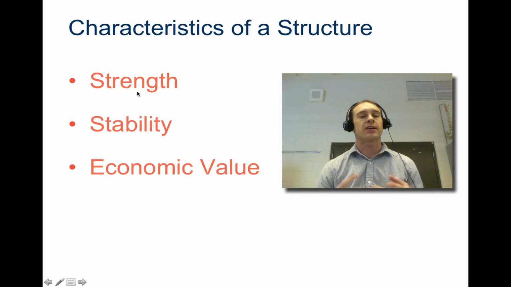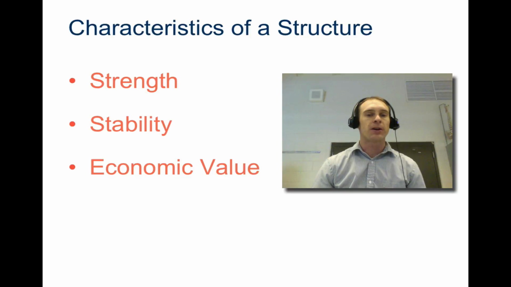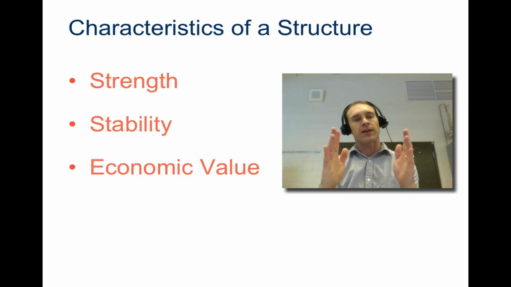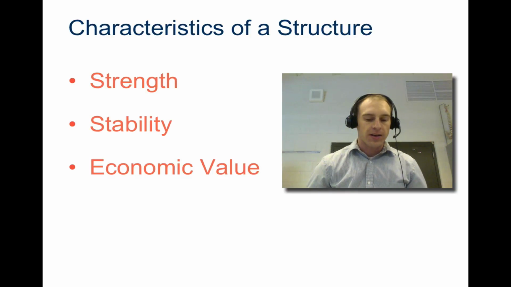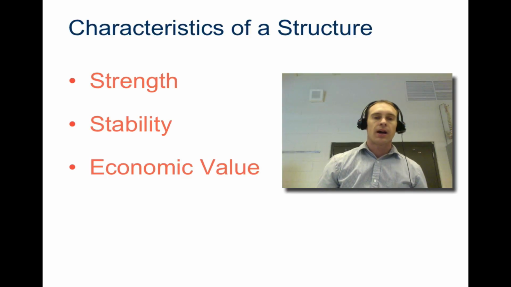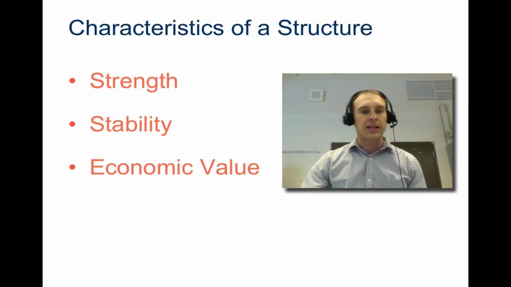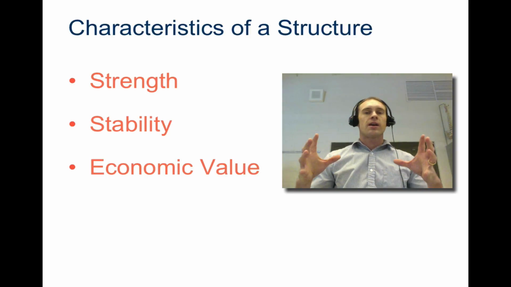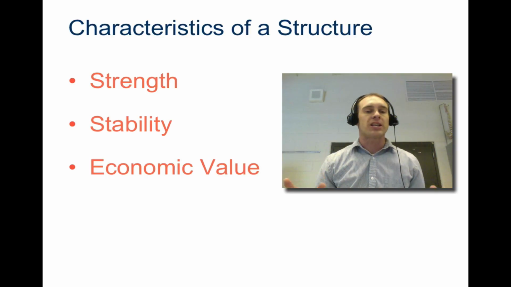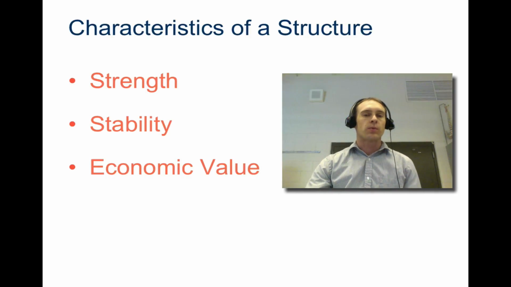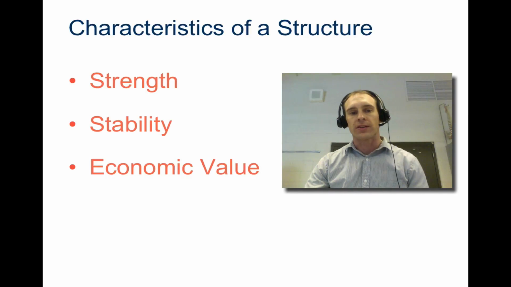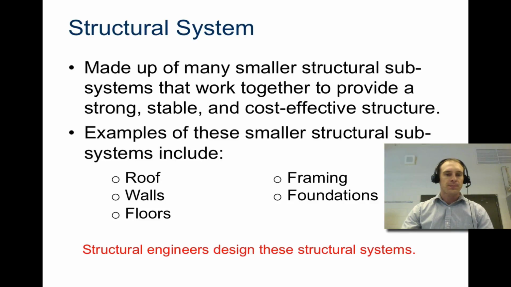Strength is just capacity to carry the loads, how strong it is. Stability is its ability to keep them from falling over. And economic value, it really depends on the materials that you choose and the structural systems that you use to make it economical. You can make a structure strong enough to withstand pretty much anything, but it's going to be really expensive. So economic value is important so that you don't over-engineer it.